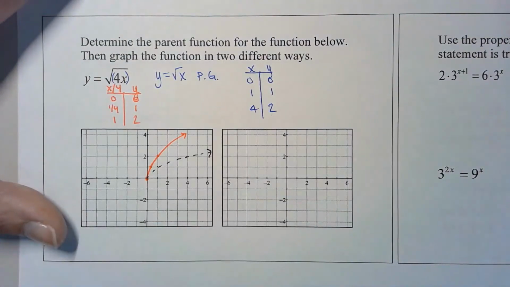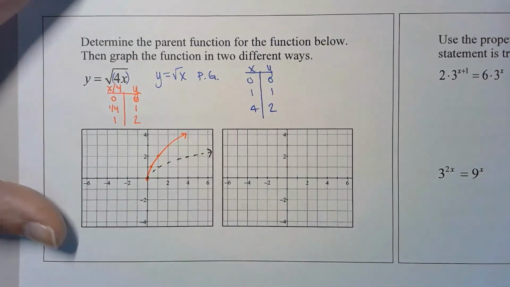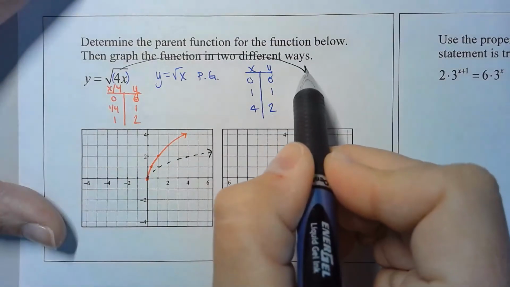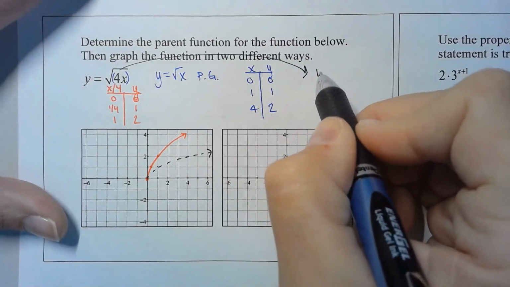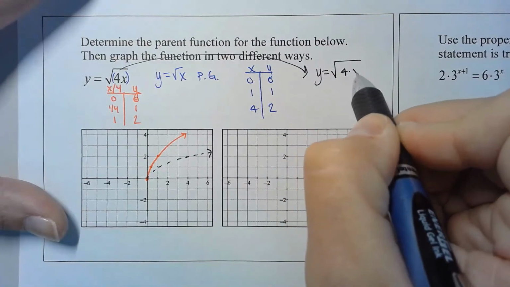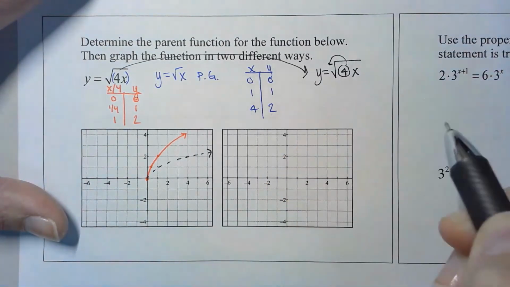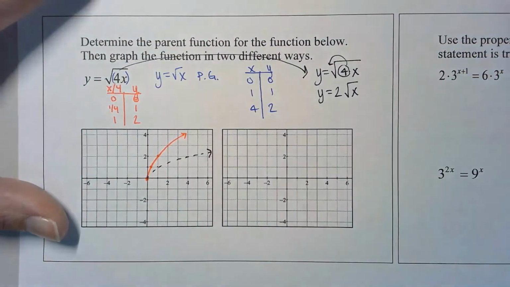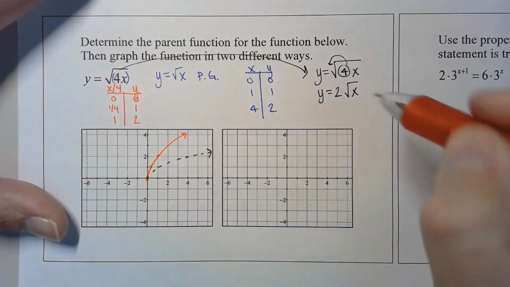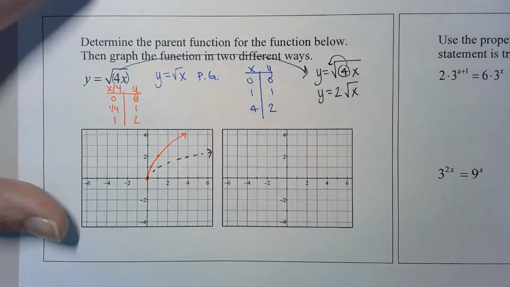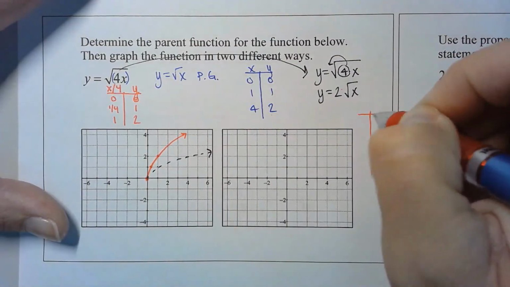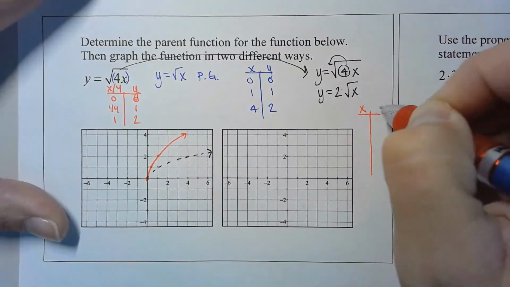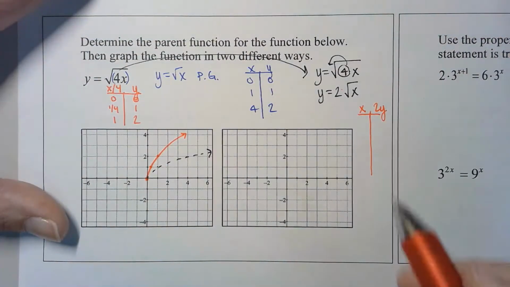So there's my parent graph. Or, what if we simplified this? What if we took this 4, we took the square root out? We know the square root of 4. And now we don't have a horizontal transformation, we have a vertical transformation because now that multiplier is on the outside. Means the x's stay the same, but we're going to multiply the y's by 2.